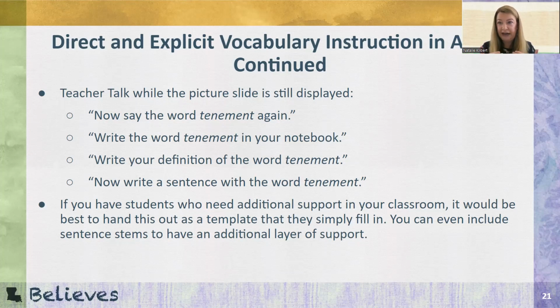Just look at the needs of your class to determine what other scaffolds they need in between there. If you have students who need additional support in your classroom, it would be best to hand this out as a template that they simply fill in. You can even include sentence stems to have an additional layer of support. So if you have an inclusion class, if you have a high number of students with disabilities or English language learners, something like that might be more beneficial than just giving them a blank sheet of loose leaf or copy paper and saying, okay, write this down, because they need more structure and support than that.